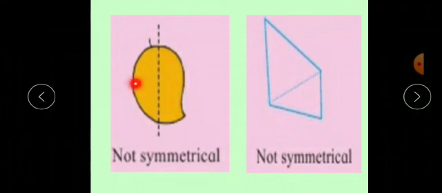Also, if we draw a line like this, then also it is not a symmetrical figure. Now, see this one. This is a quadrilateral. If we draw a line of symmetry like this, then it is not a symmetrical figure. So, this is about symmetrical figures and not symmetrical figures.